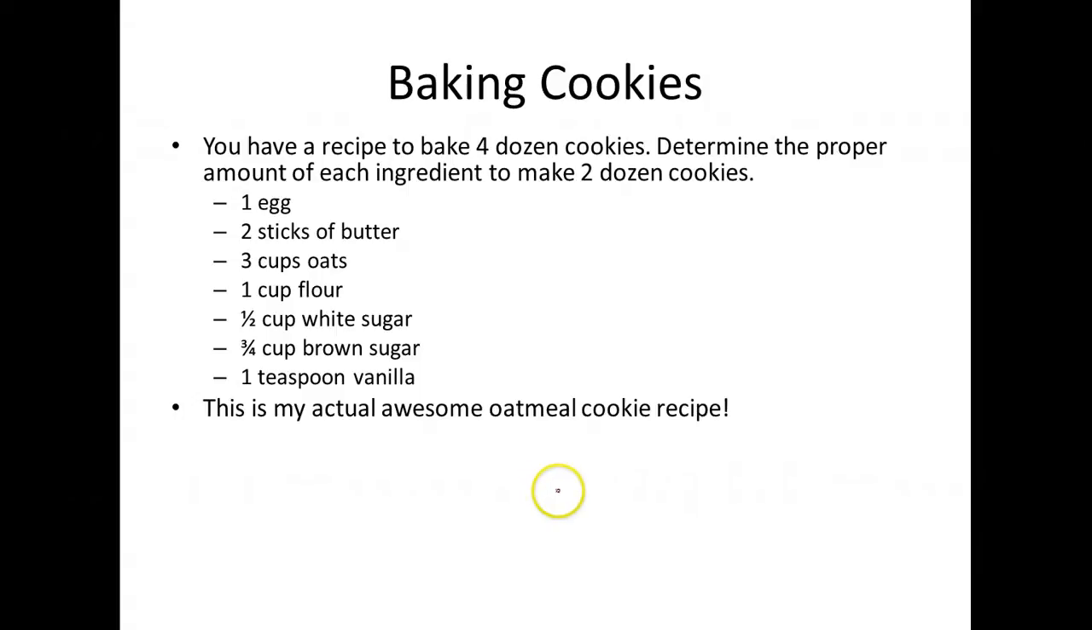Okay, so I'm going to just talk about baking cookies for a second. I love oatmeal cookies. I've made this recipe so many times I have it memorized, and it's a recipe for 4 dozen cookies. But sometimes I only want to make 2 dozen cookies. So if I were to figure out how I'm going to cut this recipe in half, what would I do?